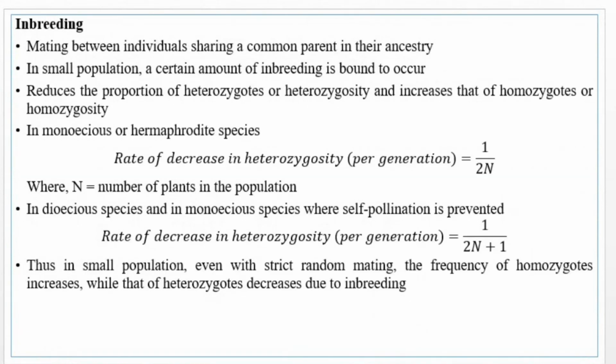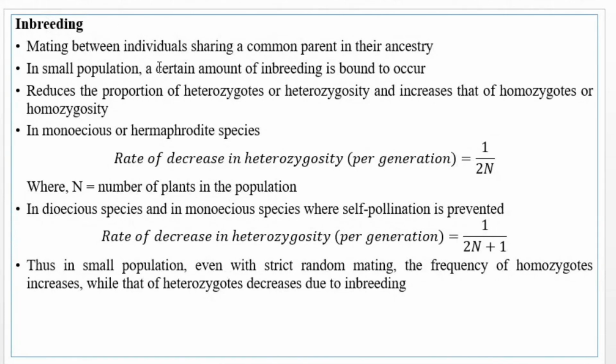अर्को factor भनेको inbreeding हो. You are well known about this inbreeding thing, you know. So mating between individuals sharing a common parent in their ancestry. Inbreeding means यदि हामी consanguineous mating गर्यौँ भने that will show the inbreeding. त्यो भनेको common parent in their ancestral stream as well. त्यस्तो individual बिचमा mating गर्यो भने that will show the inbreeding.